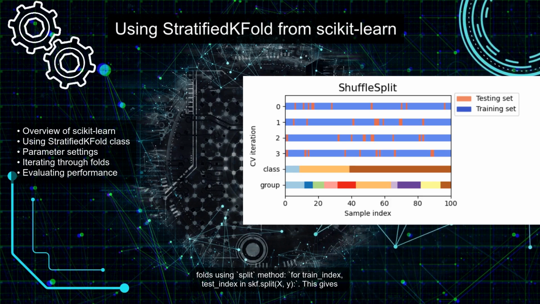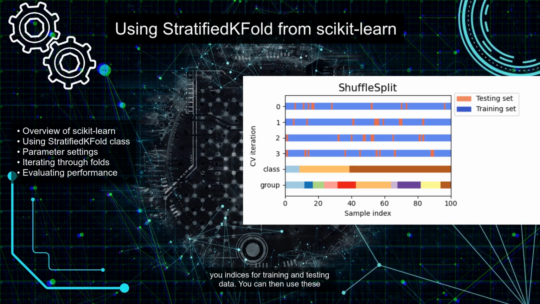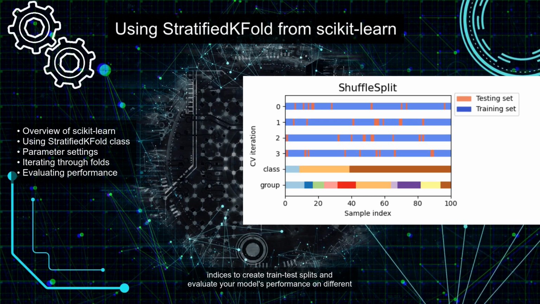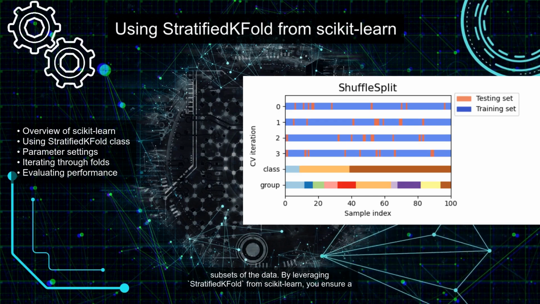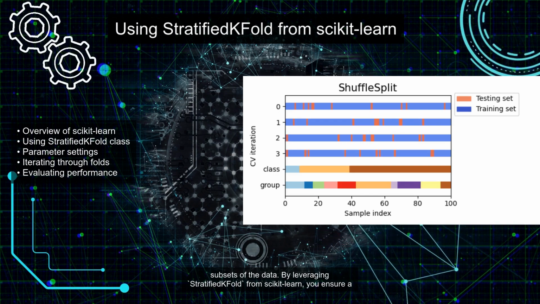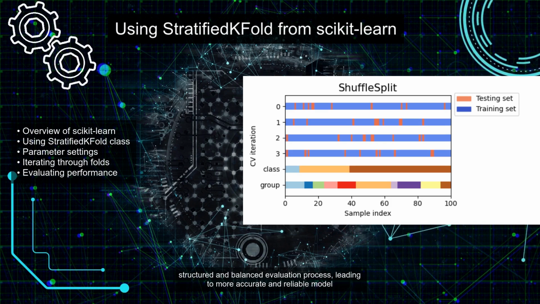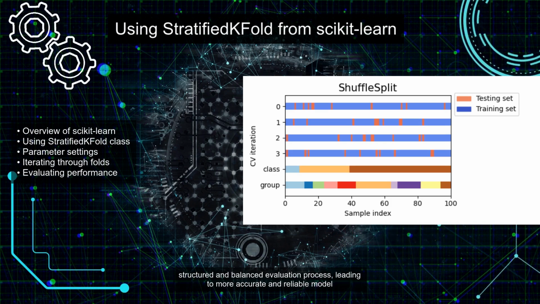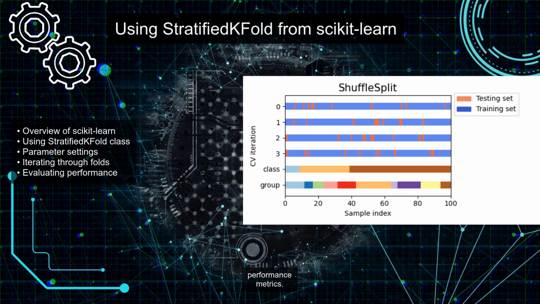With the object initialized, you can loop through the folds using the split method: for train_index, test_index in skf.split(X, y). This gives you indices for training and testing data. You can then use these indices to create train-test splits and evaluate your model's performance on different subsets of the data. By leveraging StratifiedKFold from scikit-learn, you ensure a structured and balanced evaluation process, leading to more accurate and reliable model performance metrics.